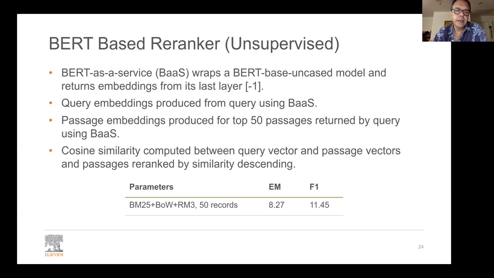We then re-rank using cosine similarity. Sorry, we used 50 records. So we do cosine similarity between the query vector and these 50 passages, and we give you back the passages re-ranked by similarity, descending.